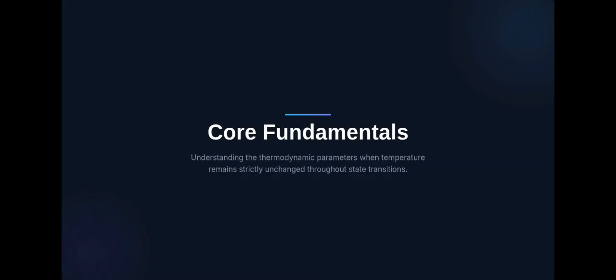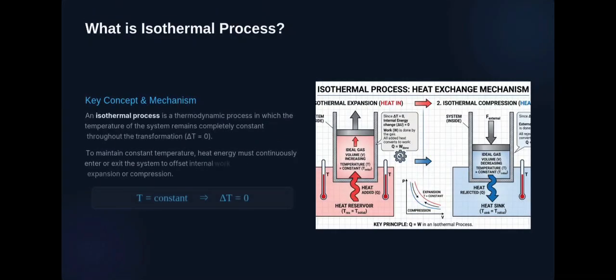So, by definition, an isothermal process occurs when delta T equals 0. However, maintaining constant temperature requires continuous energy balance. During expansion, heat must enter the system from a thermal reservoir to perform work. Conversely, during compression, heat is rejected into a sink because the internal energy is unchanged. All absorbed heat is converted directly into work.